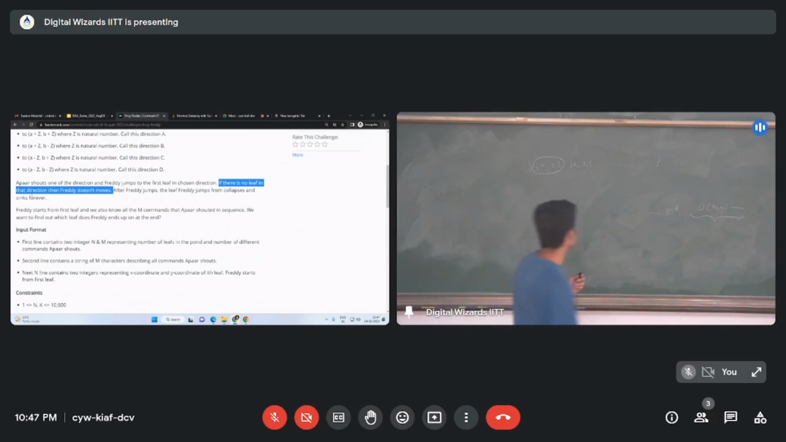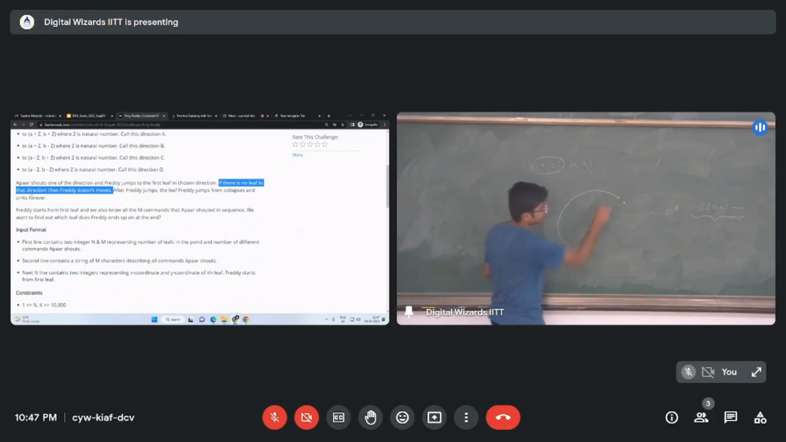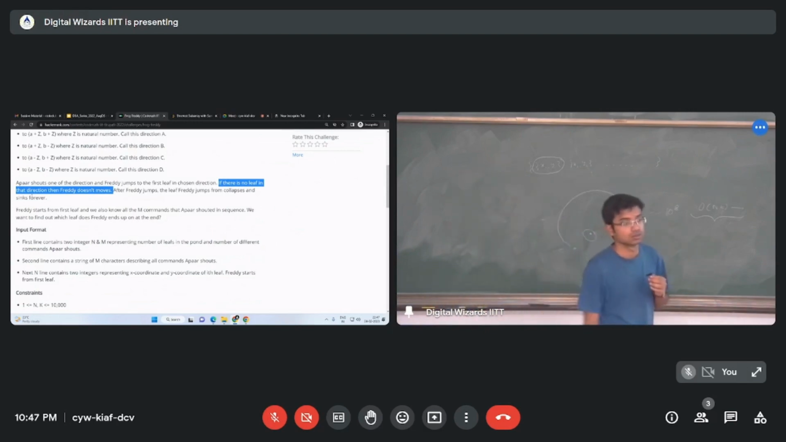Because say if you have points like this in this fashion, if you jump directly to this point, you could lose chances of going in that direction, right? So you just need to choose this point because it's at the minimum distance and in the given direction as per the string.